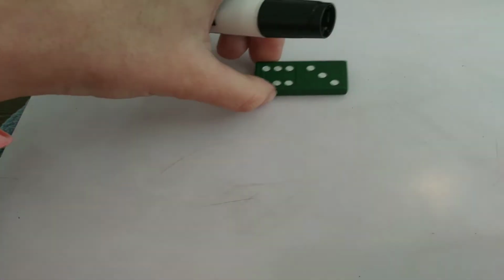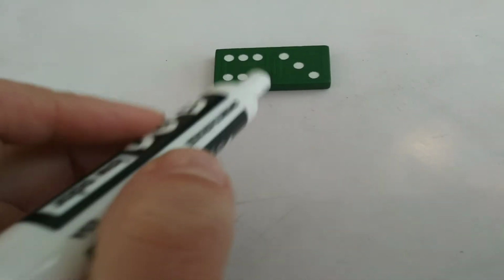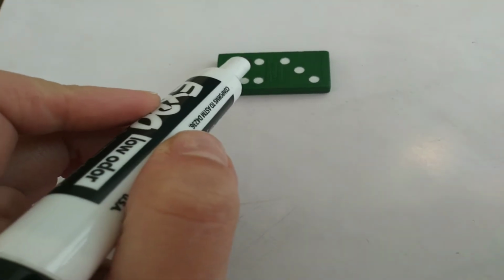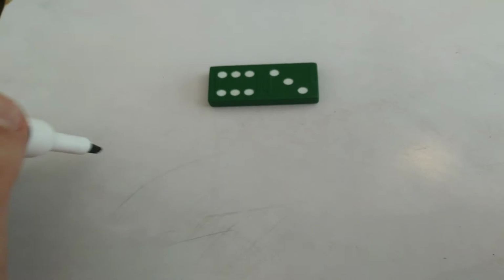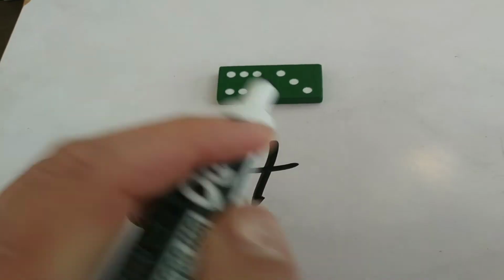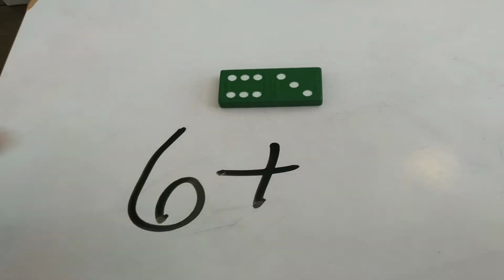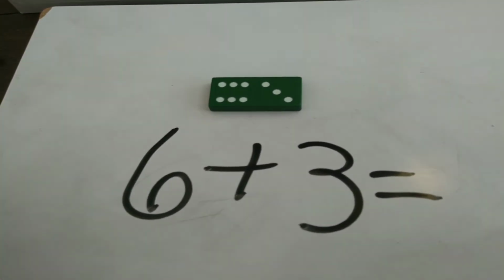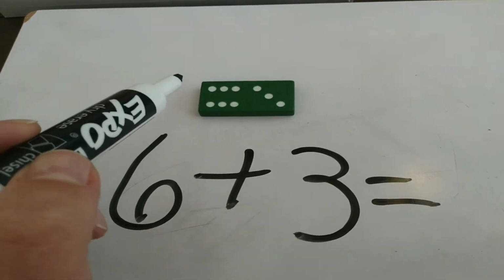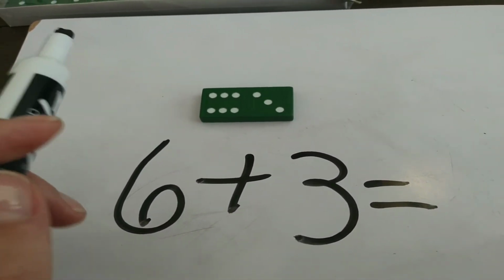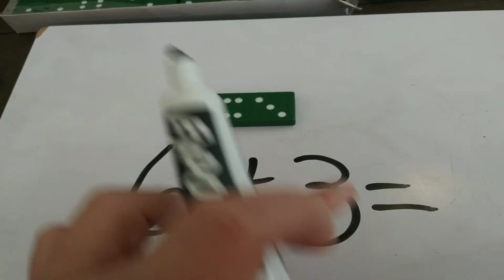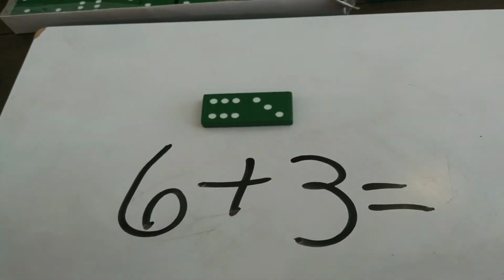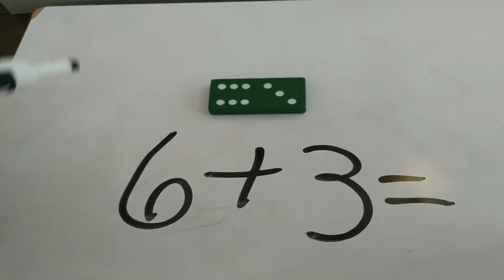Okay, let's try this one. How many dots are on this side? 1, 2, 3, 4, 5, 6. How many dots are on this side? 1, 2, 3. So 6 plus 3 equals how many? What are you going to do to figure out the answer? Very good. You're going to count all of the white dots on the domino. You're going to make one big group, okay? Because we have 6 on this side, that's one group. When we have 3 on this side, that's the other group. And now, to figure out how many there are in all, we need to count all of those dots.